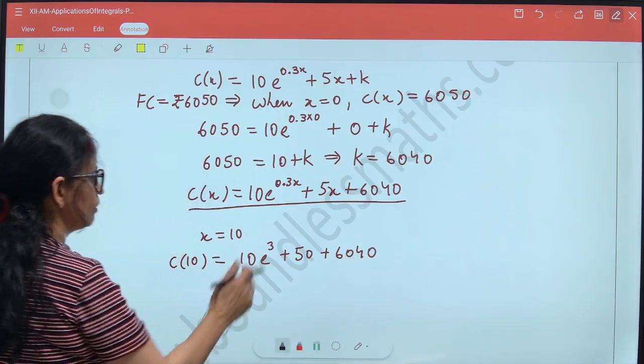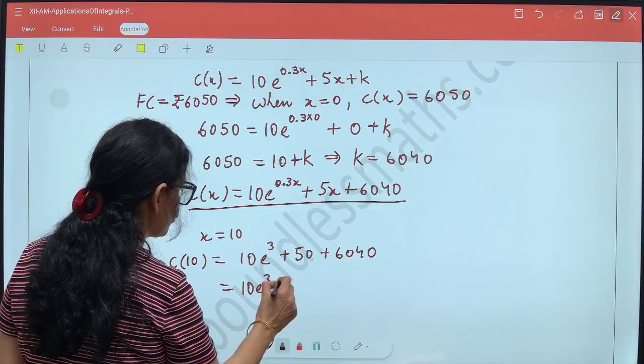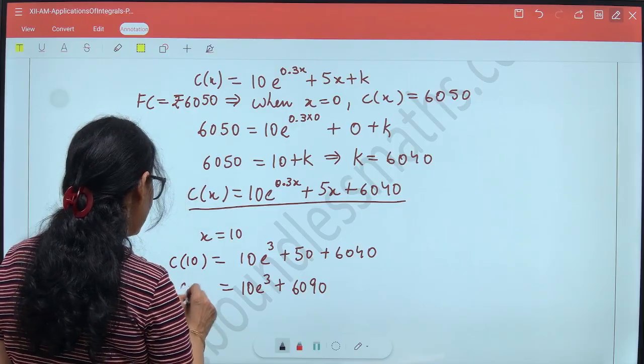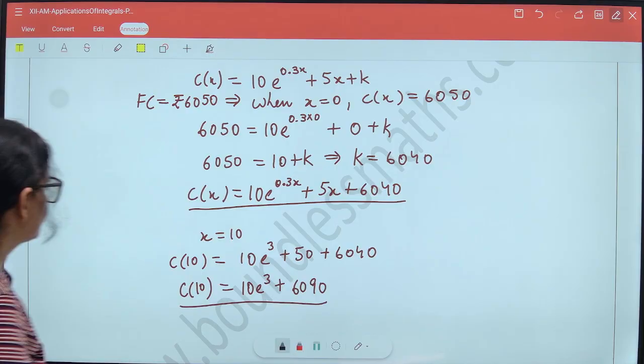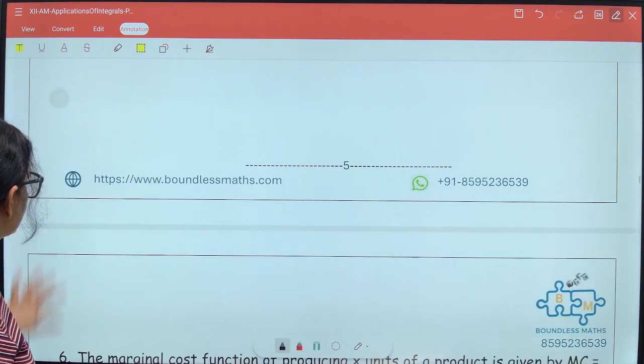Now we do not know the value of e raised to power 3, so we'll leave it as it is, 10 e raised to power 3 plus 6090. So this is the cost involved when the number of units produced is 10. Understood? Great. So let's move to the next question.